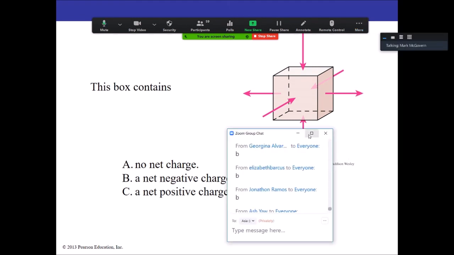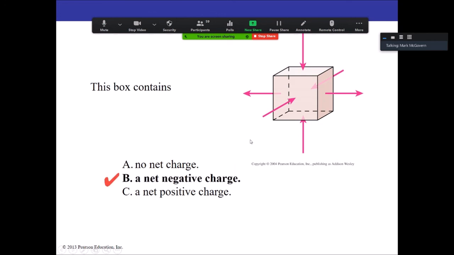A lot of B's. I like it. All right, there are 4 arrows that go in and 2 that go out. The arrows are the same length, so we can assume that's the same amount of electric field. But if there are more arrows that go in than come out, then inside that box is a net negative charge. Got it. Good.